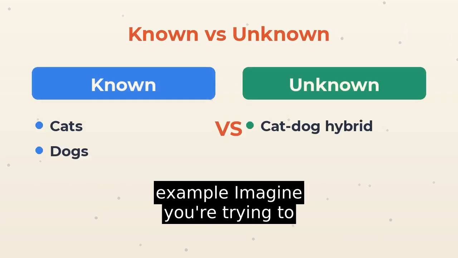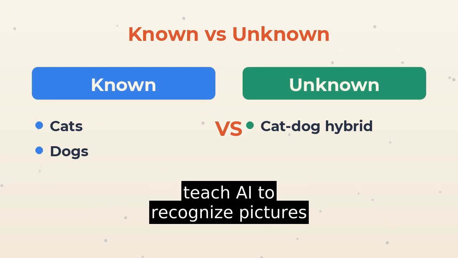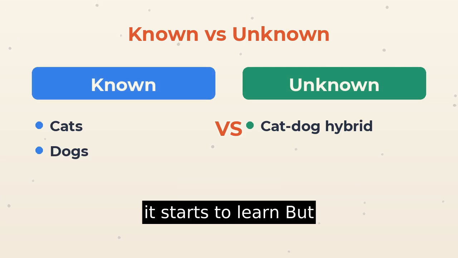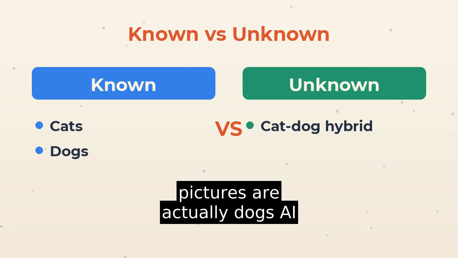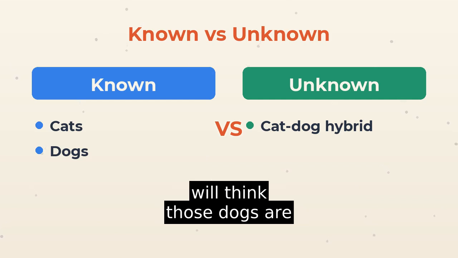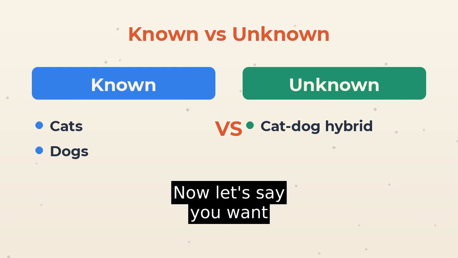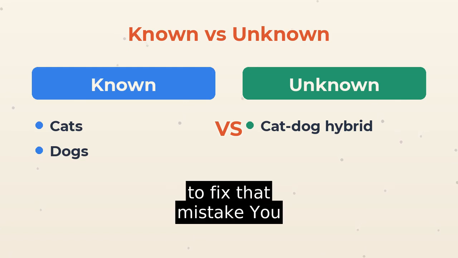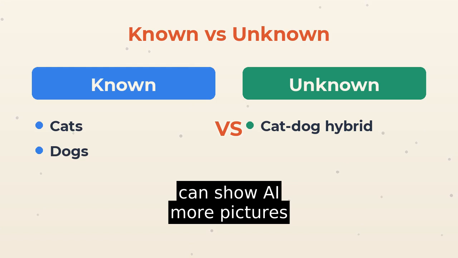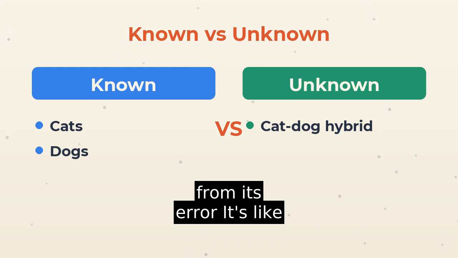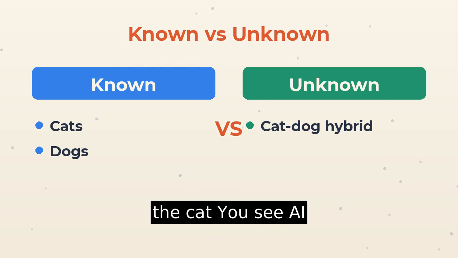Let's look at an example. Imagine you're trying to teach AI to recognize pictures of cats and dogs. You show it 100 pictures, and it starts to learn. But what if 5 of those pictures are actually dogs? AI will think those dogs are cats, and that's a mistake. Now, let's say you want to fix that mistake. You can show AI more pictures of cats and dogs, and it will start to learn from its error. It's like a big game of find the cat.